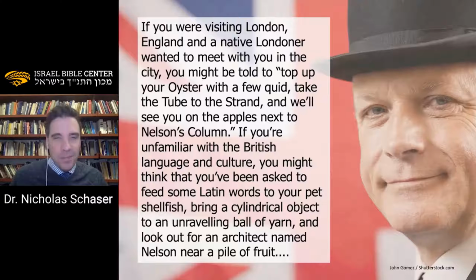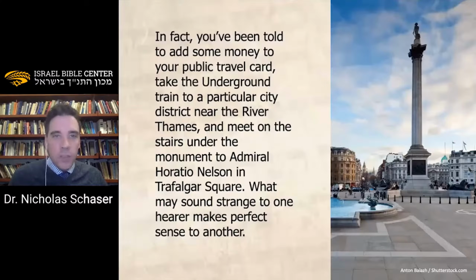Of course, you've not been told this. You've been told something very specific, but you need to know not only the language, but the cultural translation behind it. In fact, what you've just been told is to add some money to your public travel card, take the underground train to a particular city district near the River Thames, and meet on the stairs under the monument to Admiral Horatio Nelson in Trafalgar Square, which is this image that you see right here on the right.